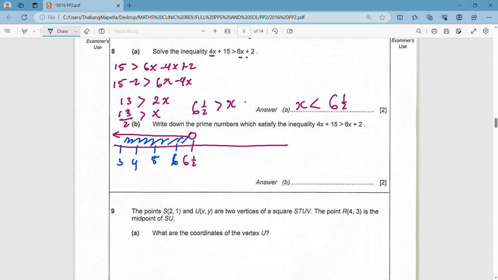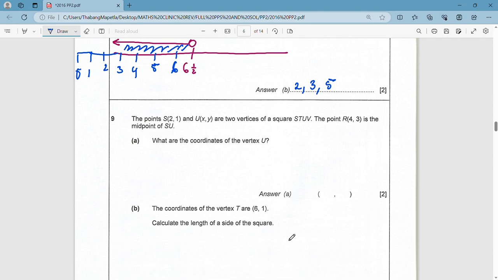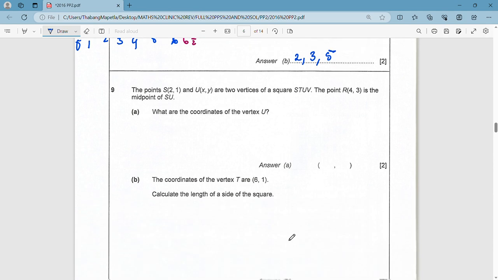So this one is saying write down the prime numbers which satisfy the inequality. So it's going to be a 3 there, and then the next one is a 2, a 1, and a 0. As for prime numbers, we are only focusing on counting numbers, from the counting numbers going onwards until infinity. So the prime numbers there, we have 2, we have 3, we have 5. So yeah, that's going to be the three prime numbers. So I guess we are good.